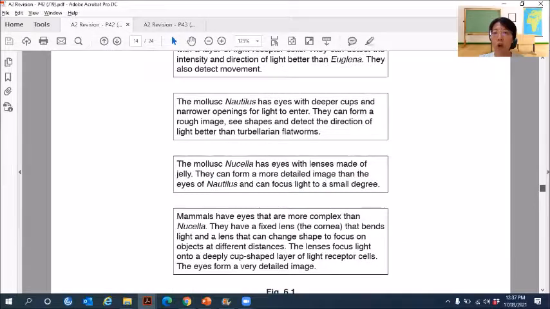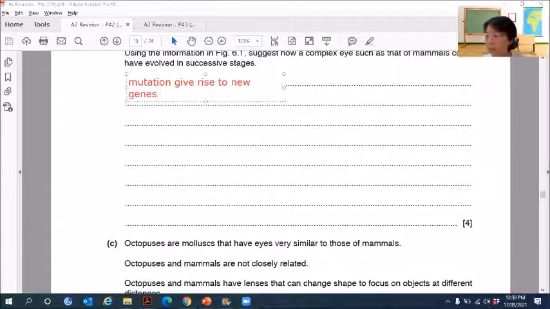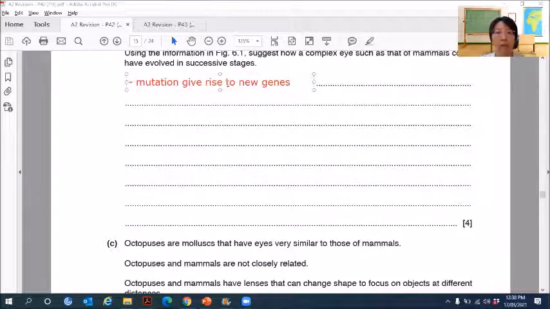Okay, it must be because of mutation. So that's the very first thing you need to talk about. It could be mutation, and it has to be mutation. Mutation that gives rise to new genes. All right. So this is 1 mark. So if we can talk about mutation that gives rise to the new genes, okay, as well as alleles.